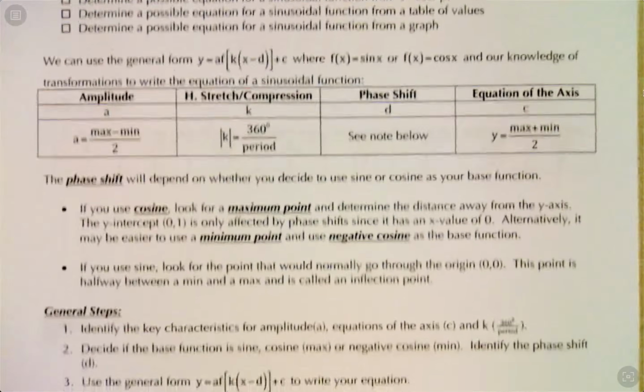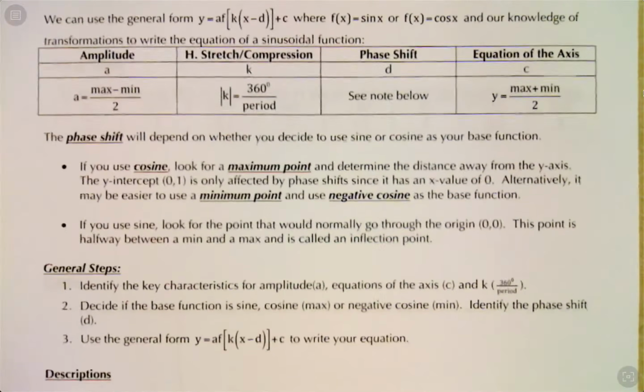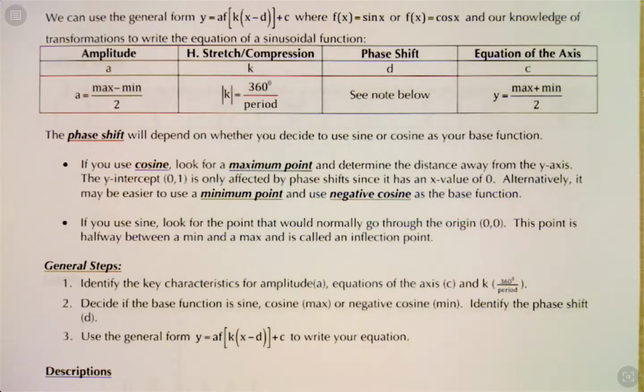So a couple notes about the phase shift. When you're determining the phase shift, we do need to pick a base function, either sine or cos, and sine and cos have different base functions. If you're using cosine, you're looking for a maximum point and determining the distance away from the y-axis. Alternatively, you could use negative cosine and look at the minimum point. So what do I mean by that?